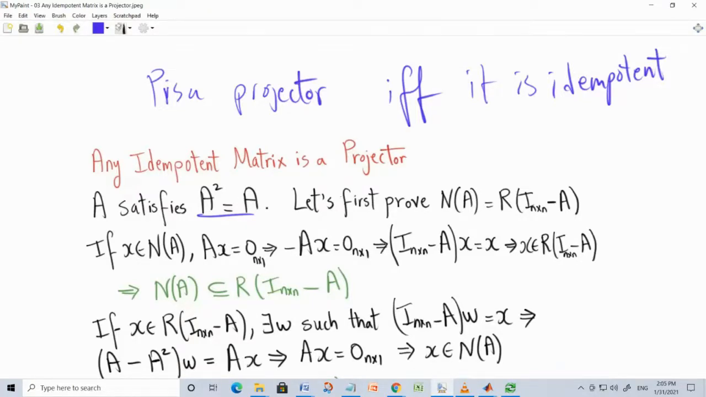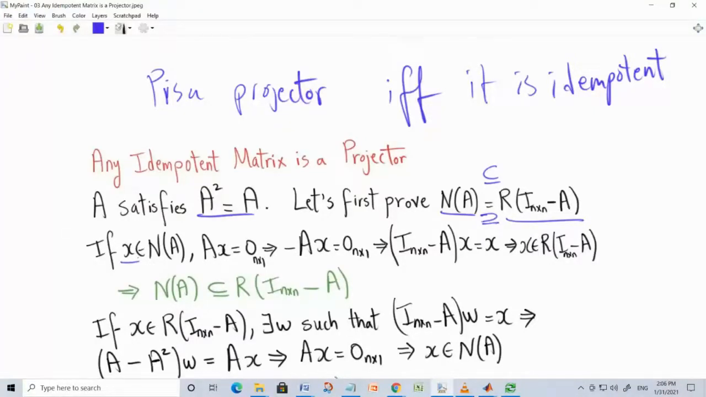Now, for this matrix, the null space of A is the range of I minus A. Let's prove this. So we want to prove that these two sets are the same. We will use the technique of showing that N(A) is a subset of the range of I minus A, and that N(A) also contains R(I minus A), and hence they are equal.